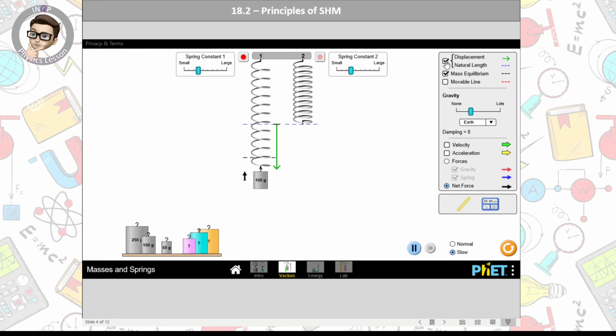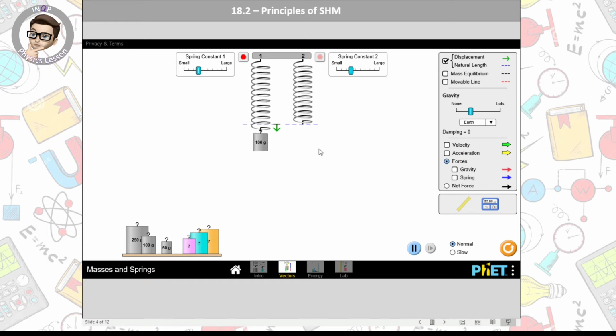Let's turn vectors off for a moment, and actually let's reset it. So we've got 2 springs. We can take our mass and we're going to hang it to the bottom of the spring, and we're going to allow that spring to oscillate, and it's oscillating in simple harmonic motion. And we'll come to the definition of what simple harmonic motion really is later on in these lessons, but today just know that that is following simple harmonic motion.